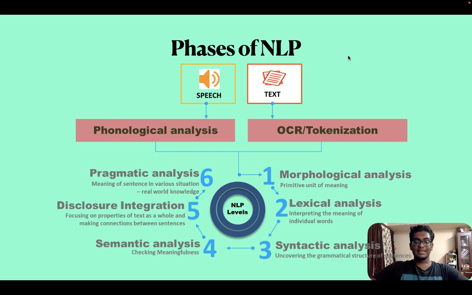The fourth level is semantic analysis, where we check for the meaningfulness of our text data. The fifth level is discourse integration, where we focus on properties of a text as a whole and making connections between sentences. The sixth and final NLP level is pragmatic analysis, where the meaning of a sentence is applied to various situations like real-world knowledge.